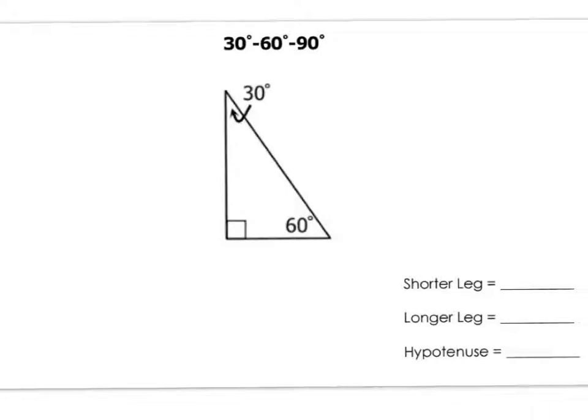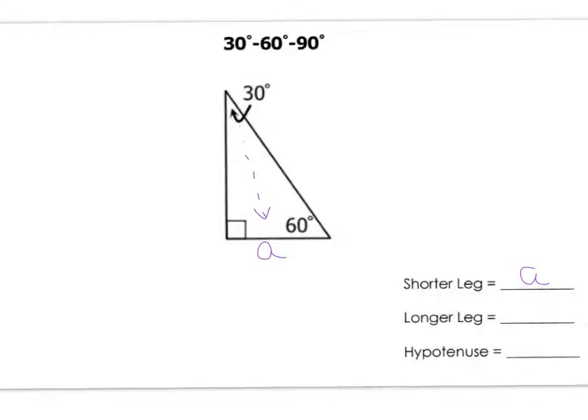The next special type of right triangle is a 30, 60, 90. Okay? This is a right triangle where the smallest angle is 30 degrees and the middle angle is 60 degrees. And in a 30, 60, 90, the side across from the 30 gets the A. Okay? So the shorter leg is always A. Now, here's how we figure out a 30, 60, 90.